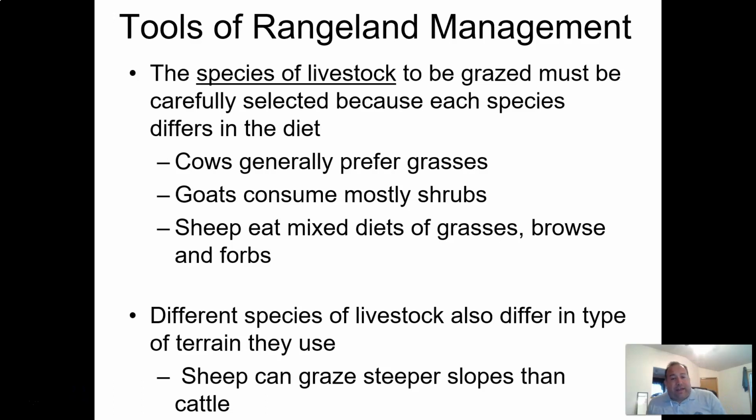The species of livestock is also another tool in the tool bag. So cows generally prefer grasses, goats prefer shrubs, and sheep eat a mixed diet of grass, browse, and forbs. So sheep are kind of the in-between. And then also your different species of livestock are very adapted to different areas. So sheep can graze much steeper slopes than cattle can.